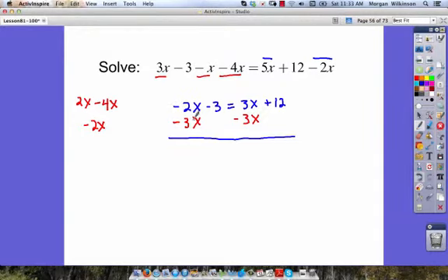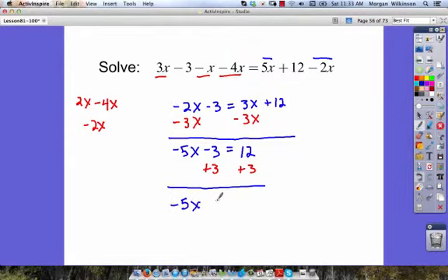Negative 2x minus 3x must be negative 5x. Minus 3 is equal to 3x minus 3x, that's 0. This is equal to 12. Now our next step is going to be to add 3 to both sides, because we're trying to isolate the x. And we get negative 5x is going to be equal to 12 plus 3. That's 15. Then to find our answer for x, we can divide both sides by negative 5, because that's equal to 1, so we get x by ourselves.